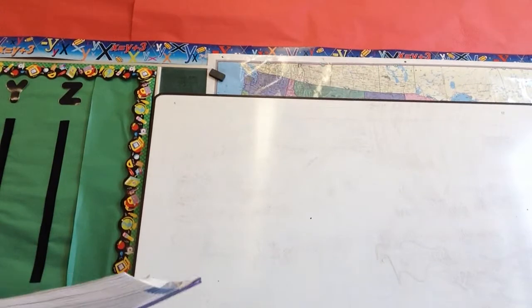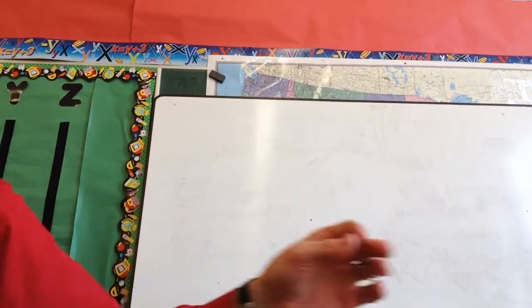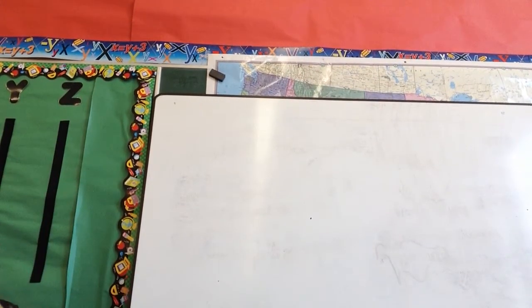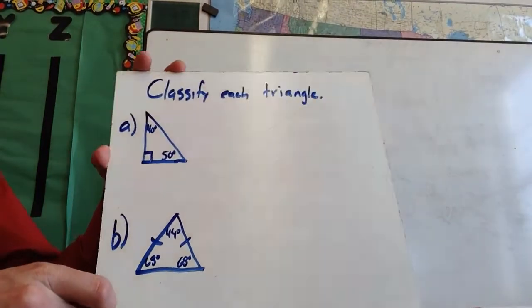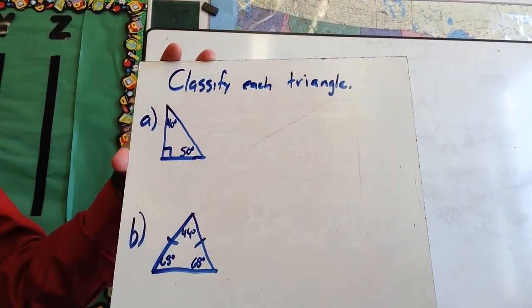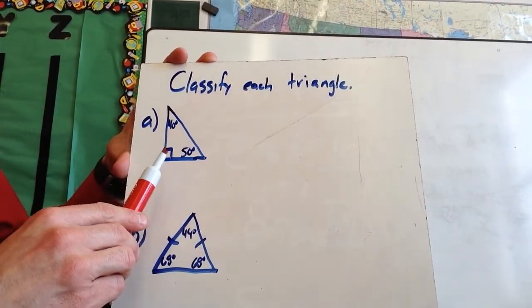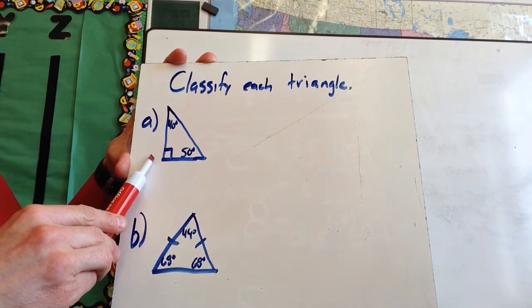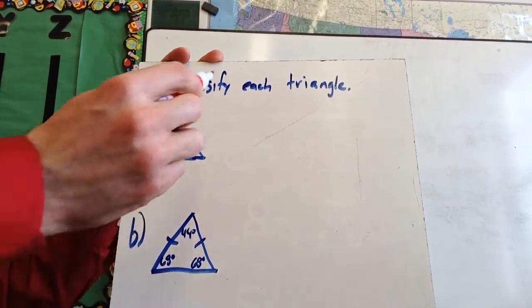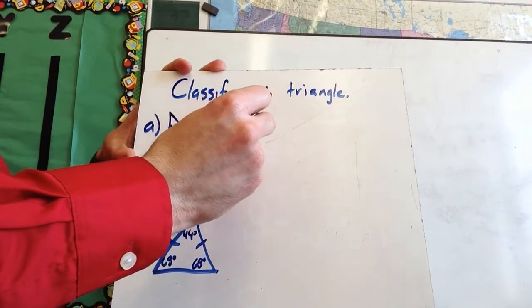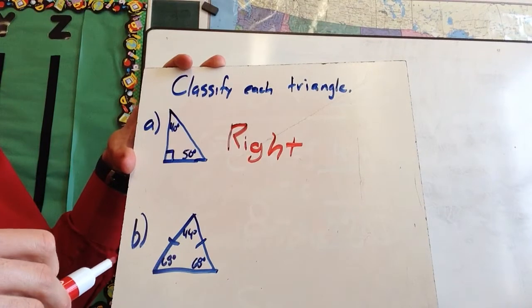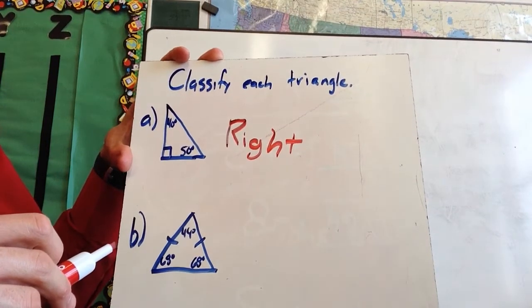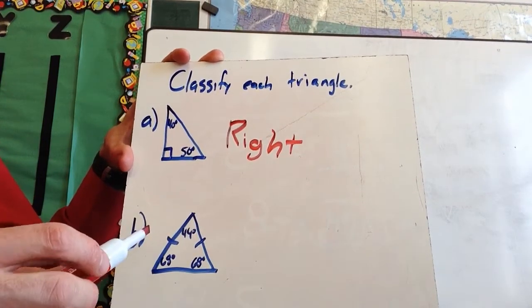All right, so let's take a look now at classifying 2 triangles. I'm going to move this, if I can, back down. All right, so this first triangle, you can see has a right angle. So if we're classifying it by angle, this is going to be a right triangle. But keep in mind that we are classifying it both by angles and by sides. So this is a right triangle.